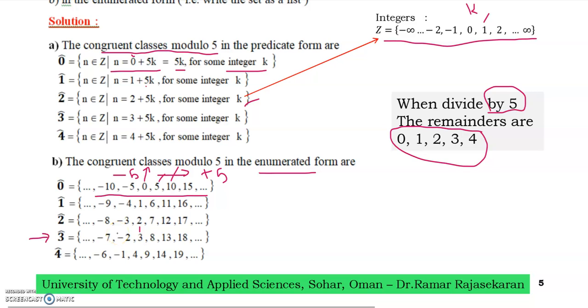In another way, in the predicate form you have 3 plus 5k. Now you take the k values. First put k as 0, then 3 plus 0, you get 3. If you put k as 1, then 3 plus 5 into 1, 5, so 3 plus 5 is 8. You get the second one. In both ways you can list the numbers of each class in the enumerated form. We will see the continuation of this video in another one.